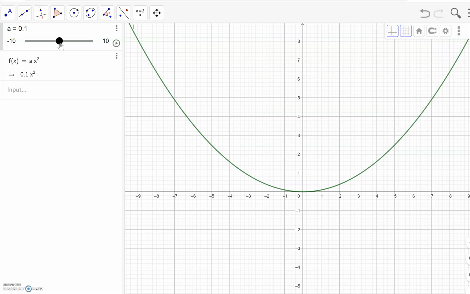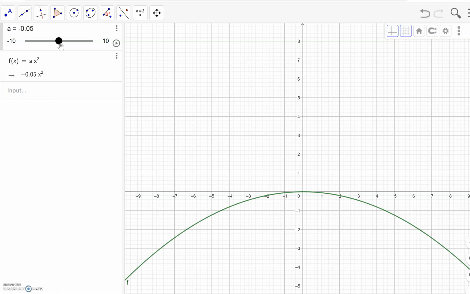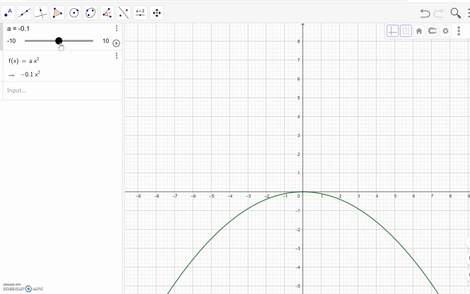Okay, 0.1, 0.05. When we get to a is 0, what's actually going to happen is there is no x² term. So we end up with a straight line. Okay, because if a is 0, then f(x) is equal to 0. If we now go below 0 for our a value, then the arms start to curve back down again. Okay, and the same thing happens as before. And you can see that they're becoming more and more steep, but now in a negative direction. Okay, so now they're going down.